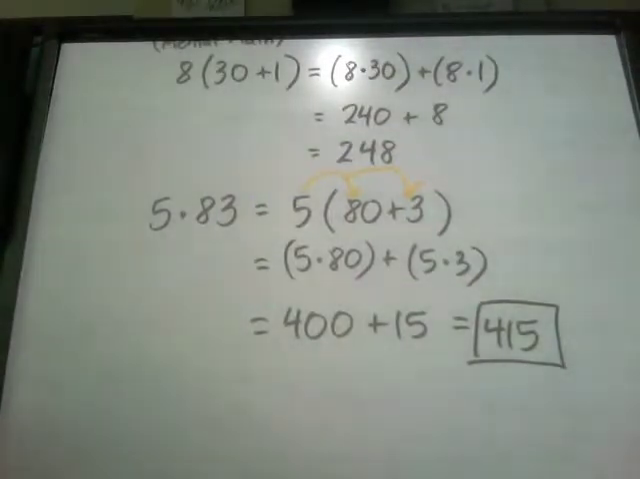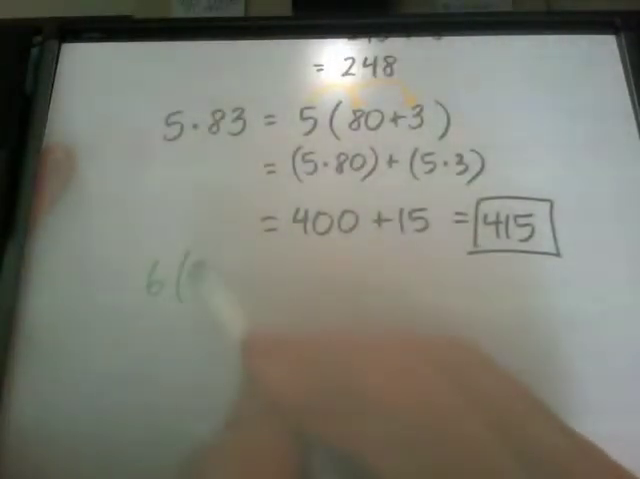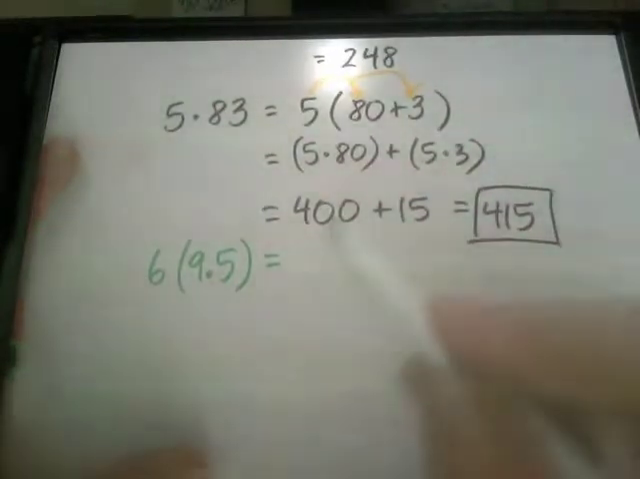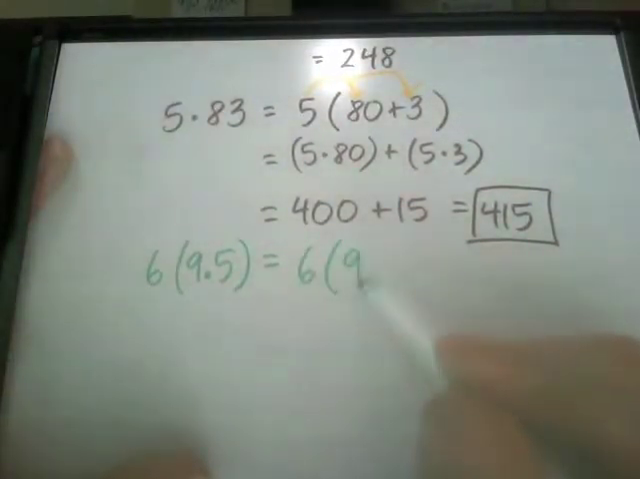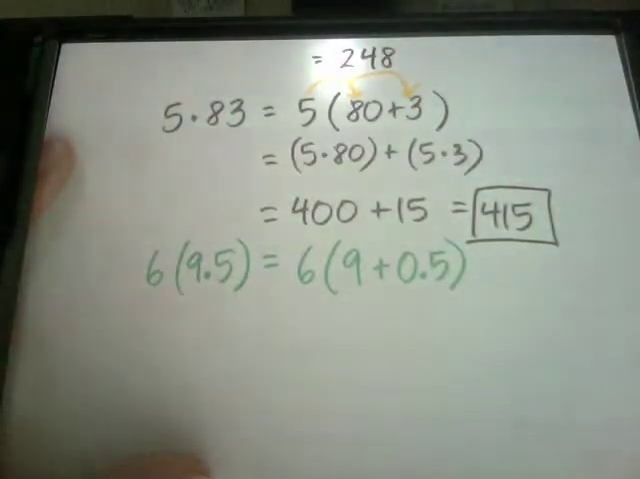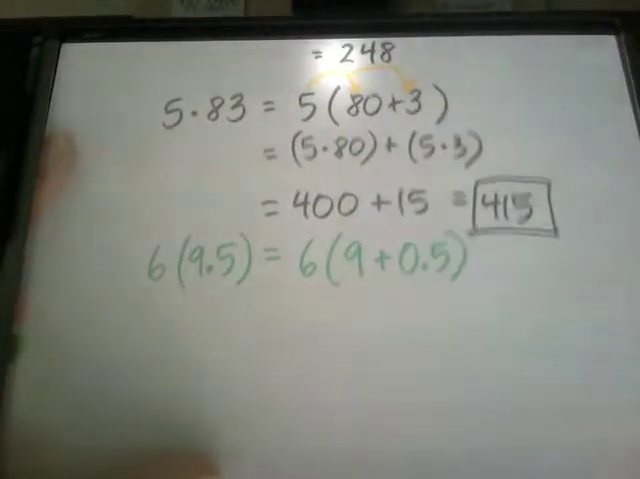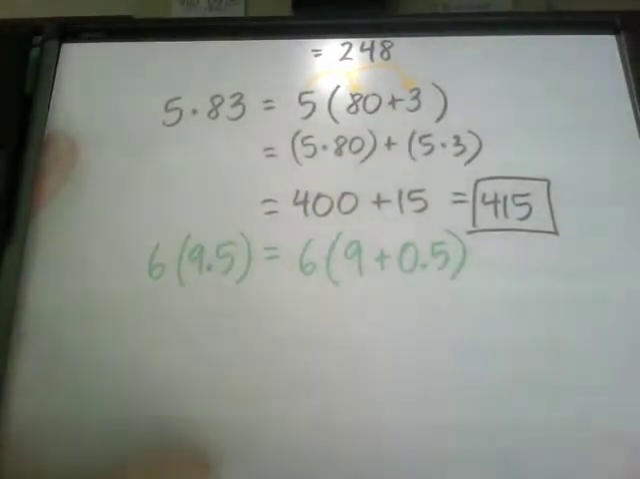What if it was a decimal or a fraction? What if I said 6 times 9.5? Do mental math. Yikes. How about 9 plus 0.5? Now let's try to go straight to the mental math part on this one. We see I broke 9.5 into 9 and 0.5.